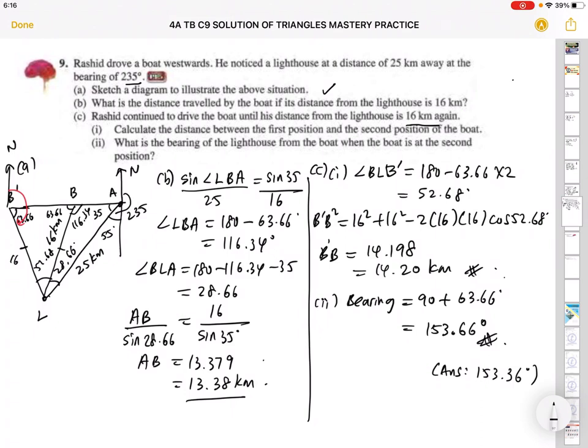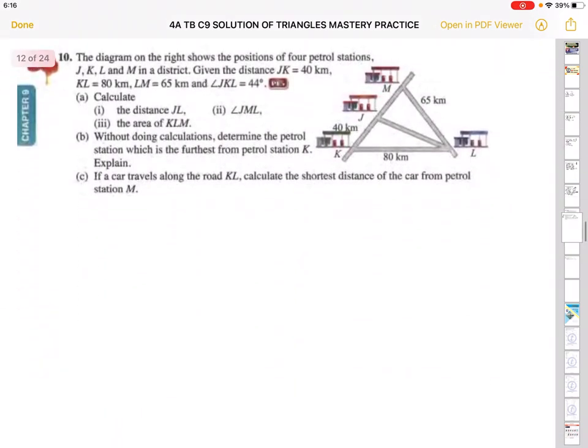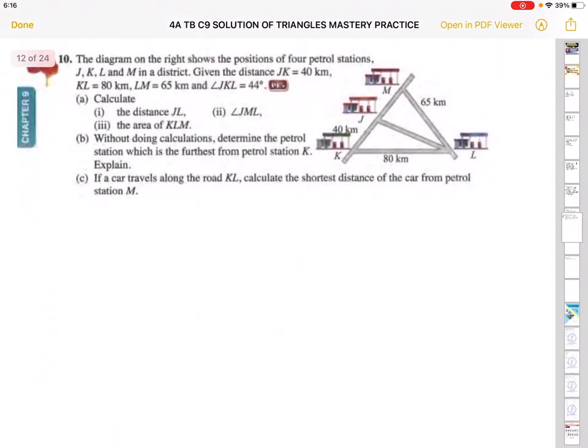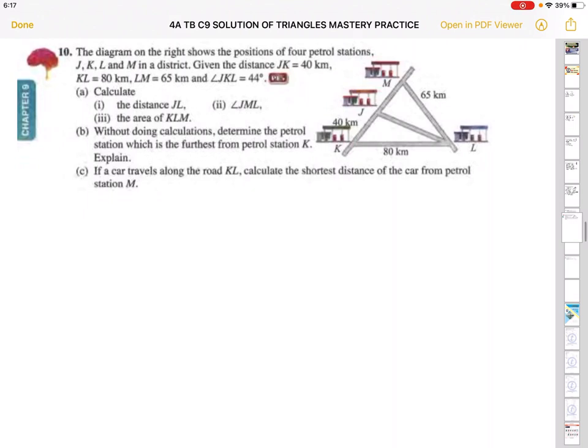Now, in this question, you have 4 positions of a petrol station, J, K, L, M, in the district. You're supposed to calculate, this question I need a lot more space. So A, I'm supposed to calculate the distance JL. JL is not difficult because you can see from here, this is your triangle. Let's map out all the information. JKL is 44 degrees. This is 40, this is 80. So I know the lengths of 2 sides.